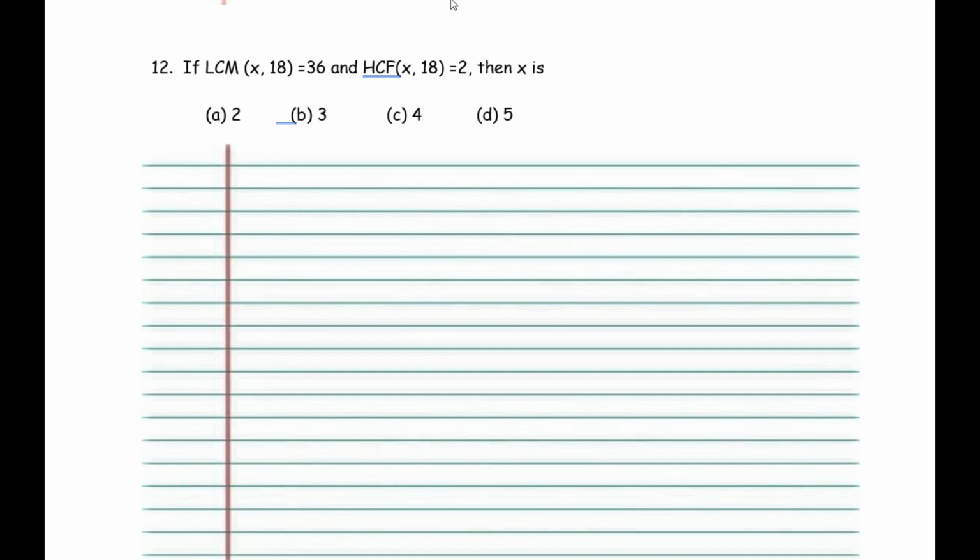If the LCM of two numbers, that is the first number is x and the second number is 18, is 36, and the HCF of the two numbers is 2. Given LCM is 36, HCF is what? 2. LCM equals 36 and HCF is 2. And what are the numbers? First number is what? First number is x and second number is 18.